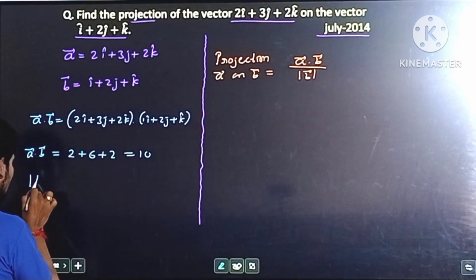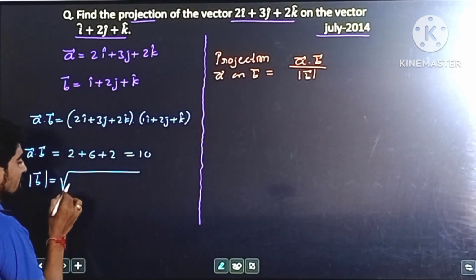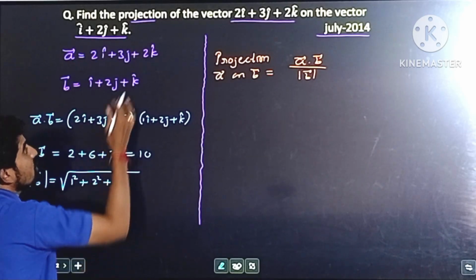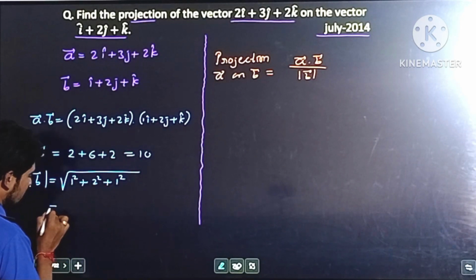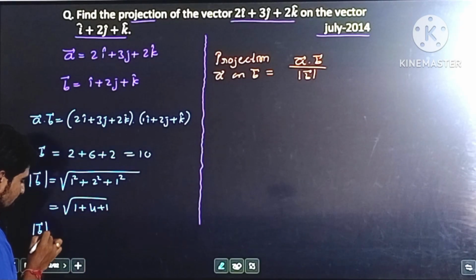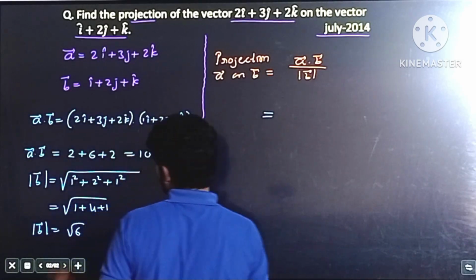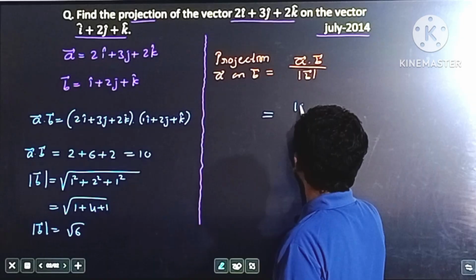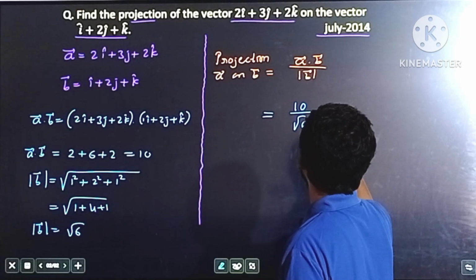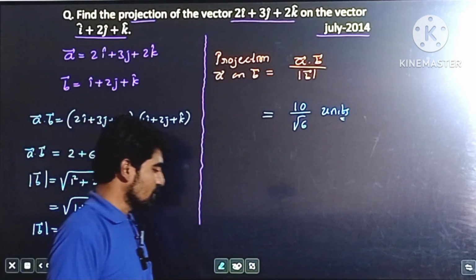Similarly, we need the magnitude of B vector. The magnitude of B vector is equal to the square root of the coefficient of i, that is 1 square, plus the square of the coefficient of j, that is 2 square, plus the square of the coefficient of k, that is 1 square, which is equal to the square root of 1 plus 4 plus 1. Therefore, the magnitude of B vector is equal to root 6. Hence the projection of A vector on B vector is equal to the value of A vector dot B vector, 10, divided by the magnitude of B vector, root 6. So the projection of A vector on B vector is 10 by root 6 units. I hope all of you understood.